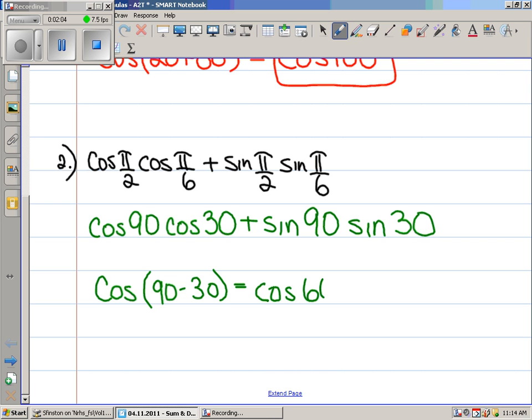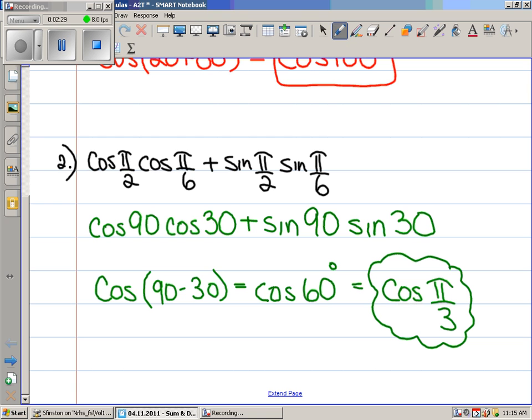But then here's the problem. Who can guess what the problem is? Yeah, the original problem was written in radians. We solved it in degrees. You just have to translate back. Good. Pi over 3. That's it. That's how we do it.